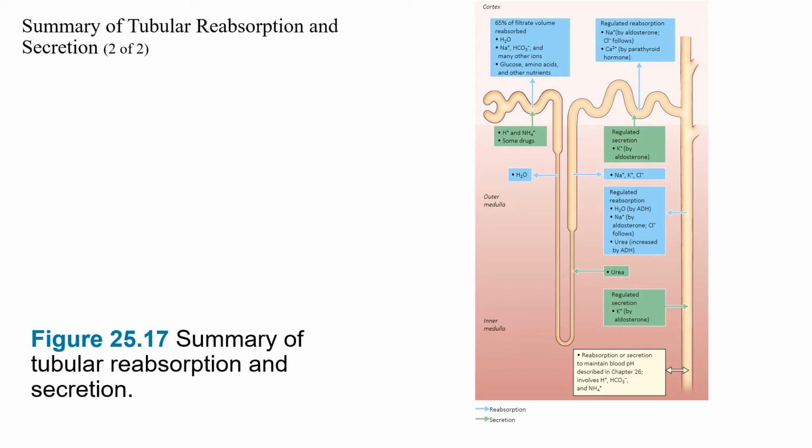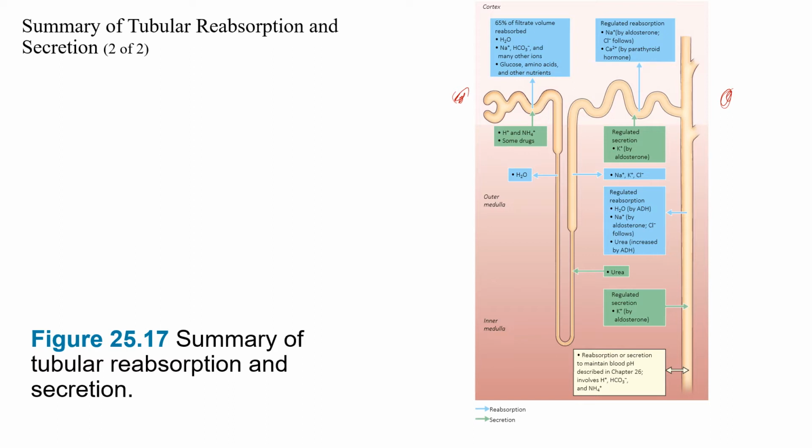So here's a summary of reabsorption and secretion. In the cortex of the kidneys, we have the proximal convoluted tubule. So here's the proximal convoluted tubule. 65% of the filtrate is reabsorbed, and this is going to include water, sodium, bicarbonates, other ions, glucose, amino acids, and nutrients. In the distal convoluted tubule, then we're going to see there's regulated reabsorption of sodium and calcium.